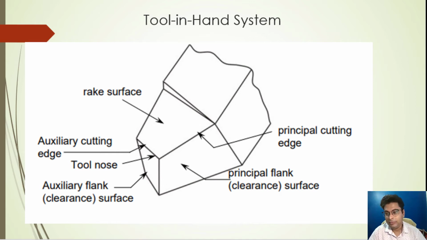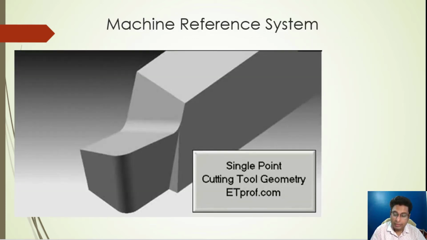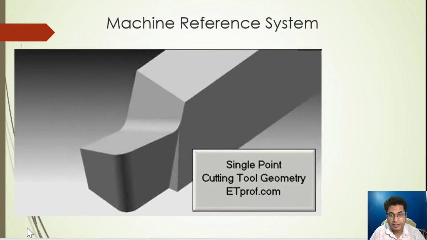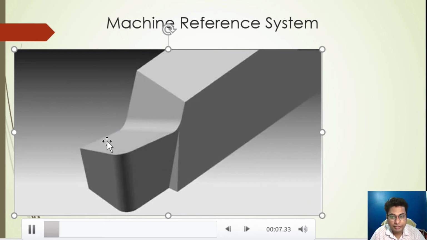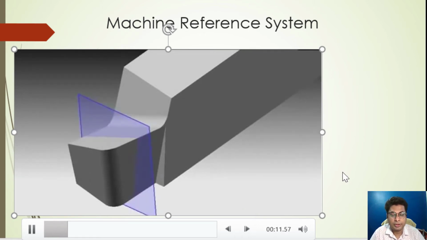Generally, it is not more than 0.8 millimeter. Okay. Now coming on to the visualization of the angles in ASA system. Let us see a video. See, there is a single point cutting tool where the rake angle is downwards, so it is positive.